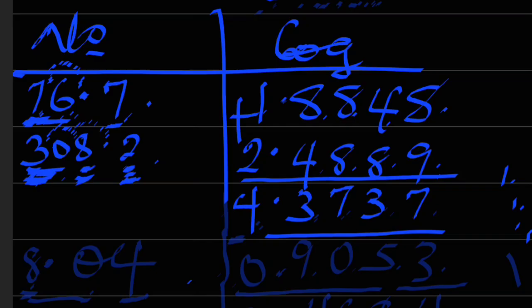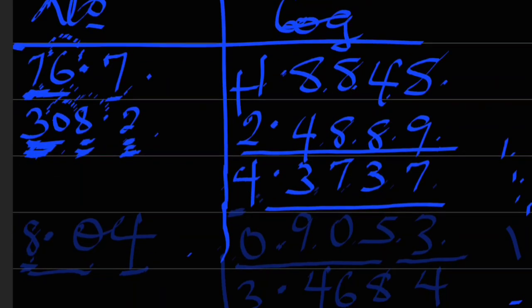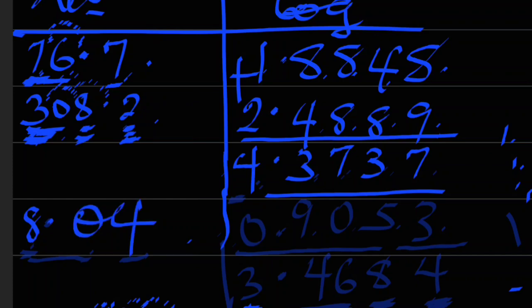Okay, we're still working. Remaining the division. And what's the number we are dividing? This is the number here. We have done this and this. We've added it because there is multiplication between them. Then everything is divided by this. So let's get this logarithm. 8.04. Let's start with the integer part.